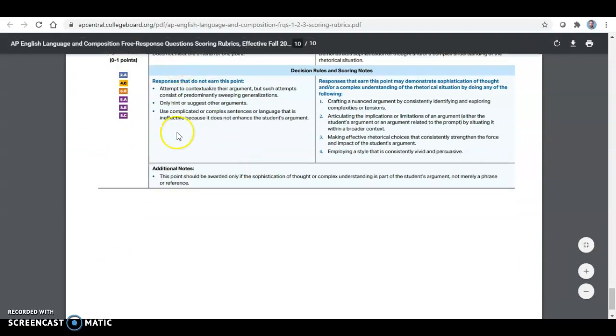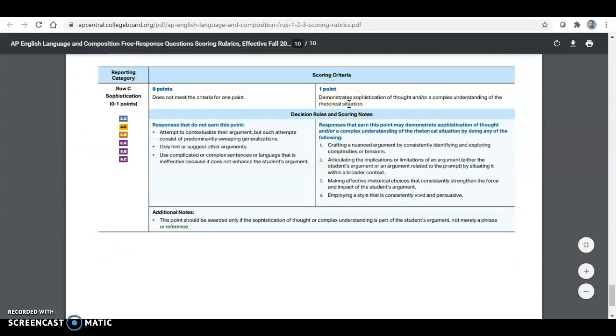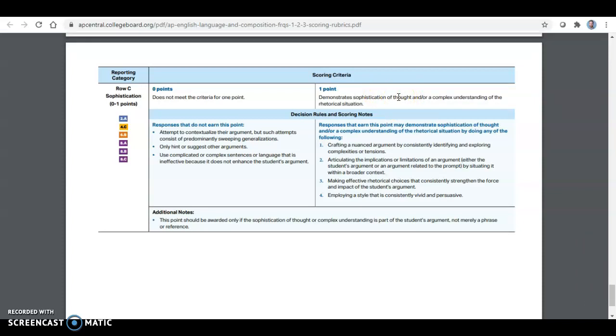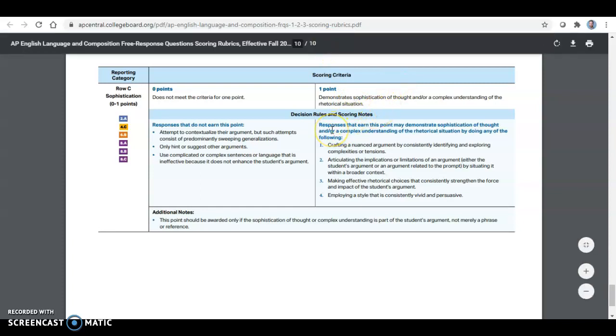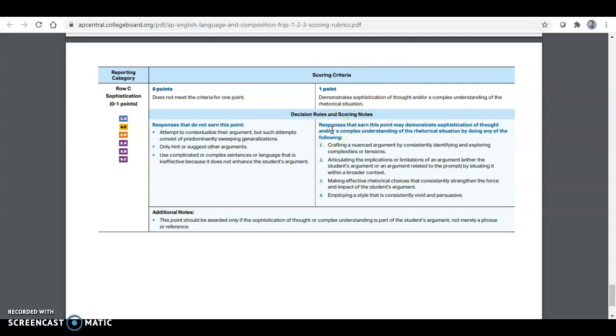Finally, sophistication. To get the sophistication point, it demonstrates sophistication of thought and or complex understanding of the rhetorical situation. You may remember the rhetorical situation is audience, purpose, and exigence. And so you have a rhetorical situation writing this essay. Your audience is the AP reader, or as I like to tell people, the academic skeptic, someone who is intelligent but that is skeptical of your claim and you need to prove your point.